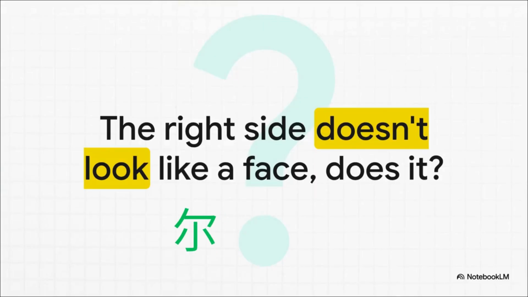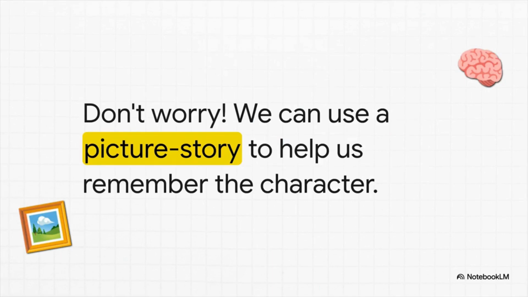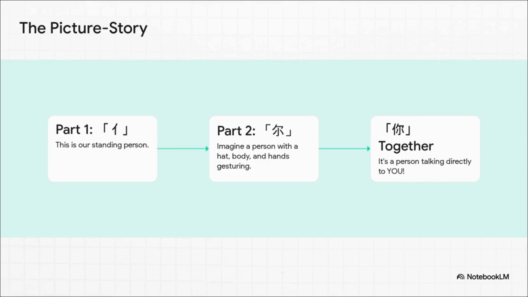But wait a second. You're probably looking at that right side and thinking, that doesn't look like a face at all. And you know what? You're totally right. It doesn't. The shape has changed a lot over the centuries. But here's the good news. We don't even need that old meaning to remember it. Instead, we're going to create our own little picture story that actually fits the shape we see today. It's a memory hack, a mnemonic, and this is what's going to make it stick in your brain for good. Okay, you ready? Let's build this thing.